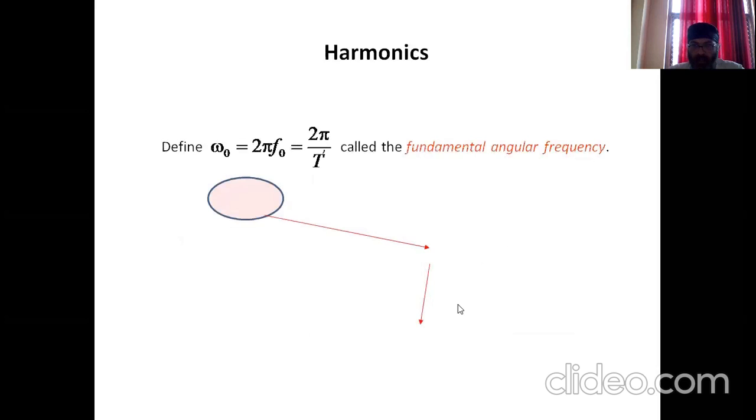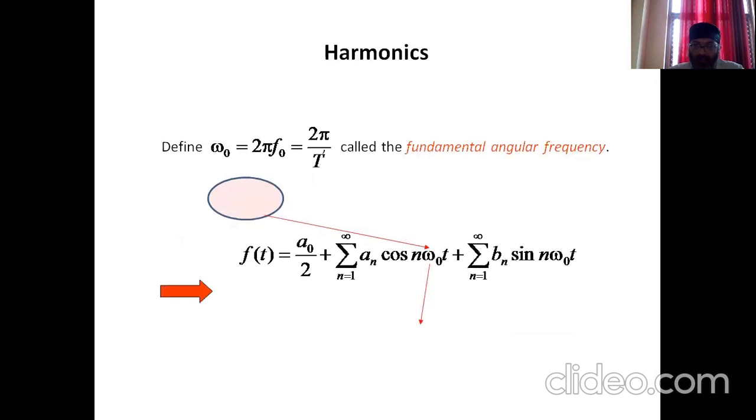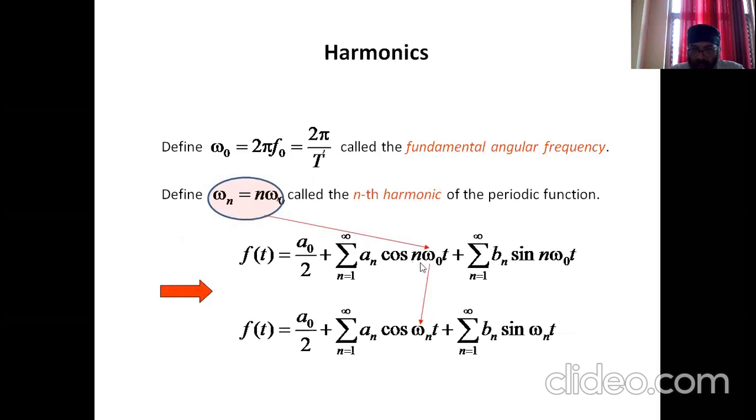Okay, to go further. Now this one, n omega naught, is called the nth harmonic. So if n is, let's say, 5, it is the 5th harmonic. If n is 7, this is the 7th harmonic, and so on. So we have to deal with odd and even harmonics separately.